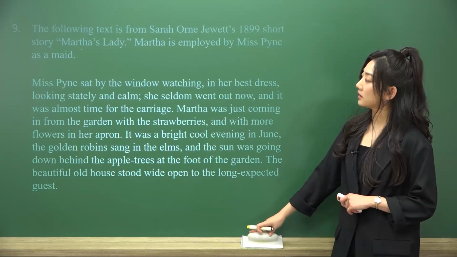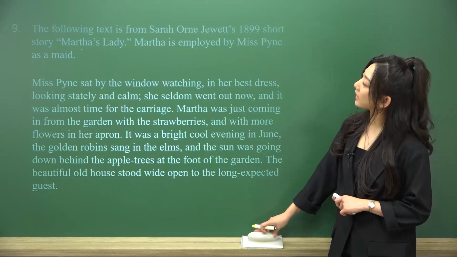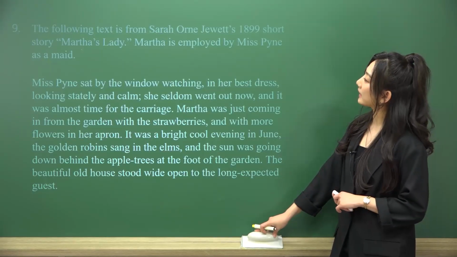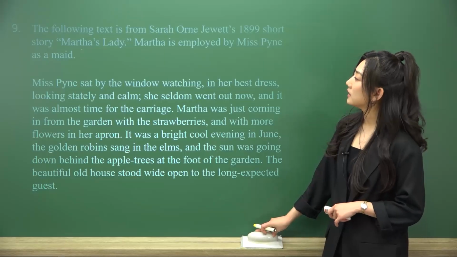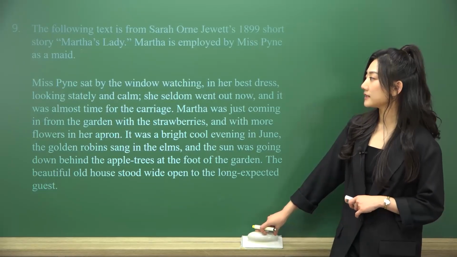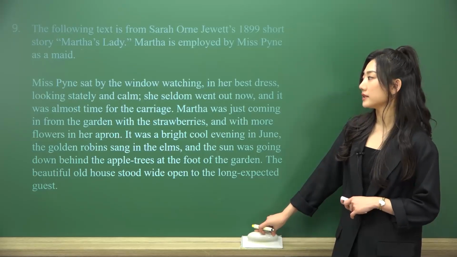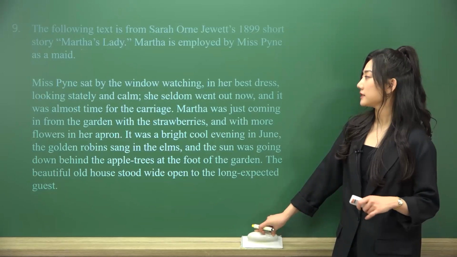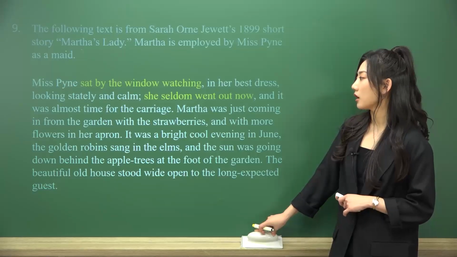Number 9. The following text is from Sarah Orne Jewett's 1899 short story Martha's Lady. Martha is employed by Miss Pine as a maid. Miss Pine sat by the window watching in her best dress, looking stately and calm. She seldom went out now. And it was almost time for the carriage.